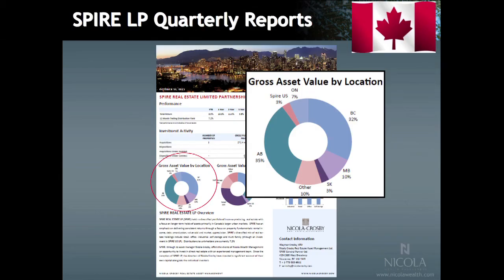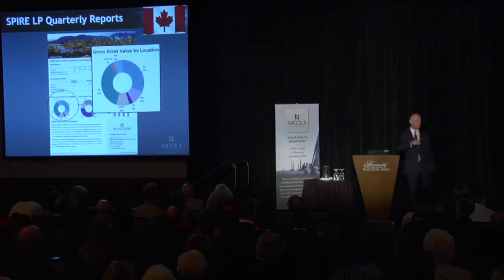Something else I'd like to draw attention to, the gross asset value, the diversification. When we started SPIRE in 2005, we were just investing in BC. Now you see that we've got assets in BC, Alberta, Saskatchewan, Manitoba, and Ontario. And a little bit later I'm going to touch on some assets so that you get a picture of what we're actually owning, what we're buying, and why.